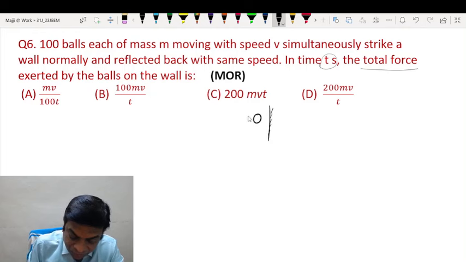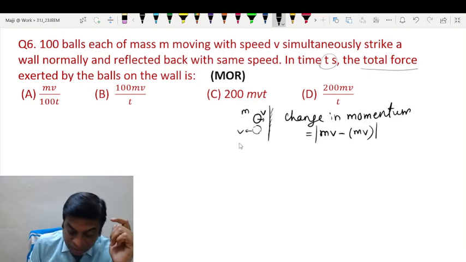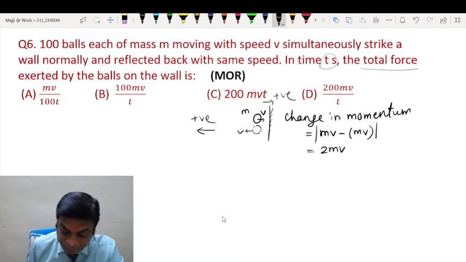A ball of mass m comes with a speed v and it rebounds with the same speed v. Now the change in momentum will be mv minus (minus mv). I'll take the mod. You can take either of the two directions as positive. For example, if you take the final direction as positive, then the initial should be negative, and vice versa. So anyway, the end result should be 2mv in magnitude. So there is a change in momentum of 2mv for each ball.